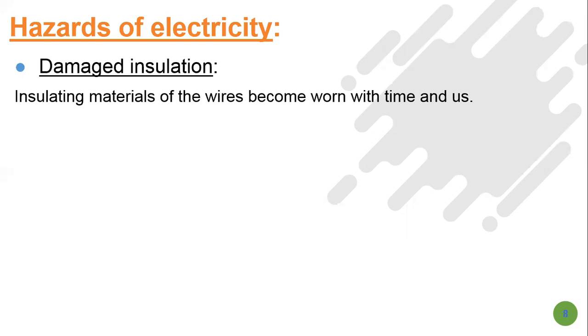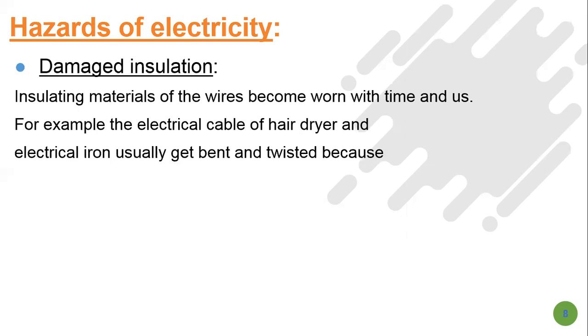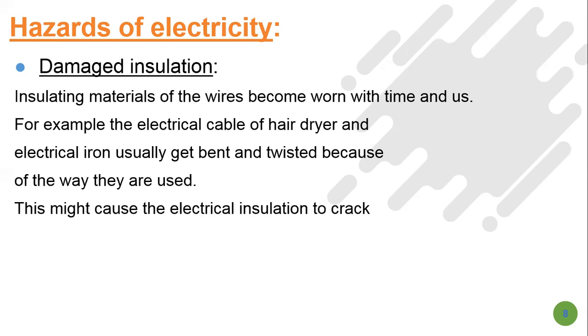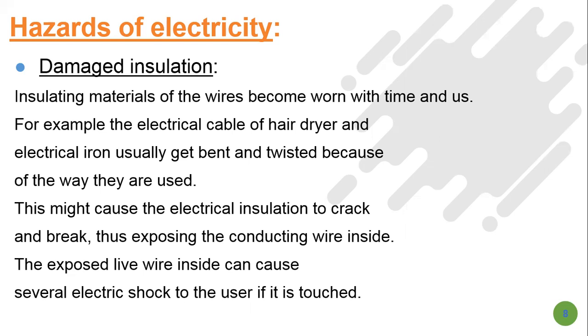Insulating materials of the wires become worn with time and dust. For example, the electrical cable of hair dryer and electric iron usually get bent and twisted because of the way they are used. This might cause the electrical insulation to crack and break, thus exposing the conducting wires inside. The exposed live wire inside can cause severe electric shock to the user if it is touched.